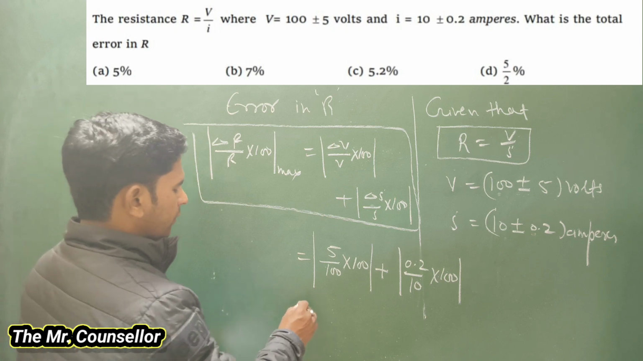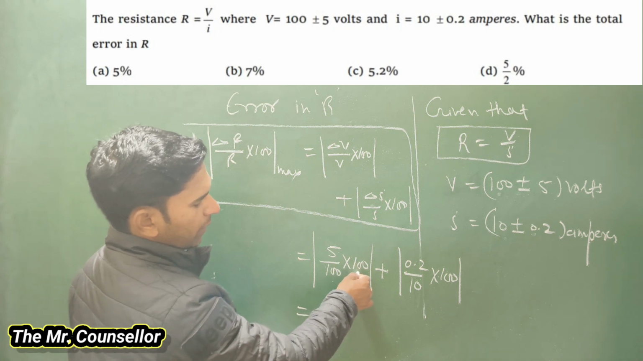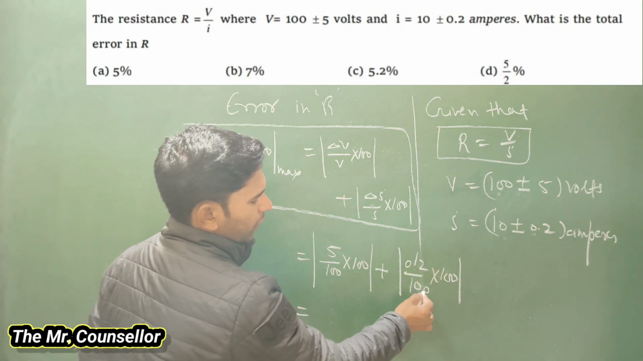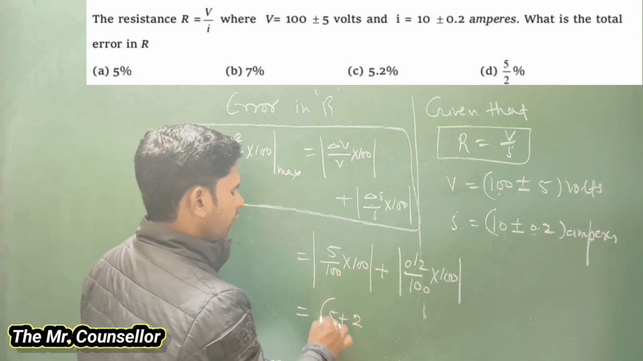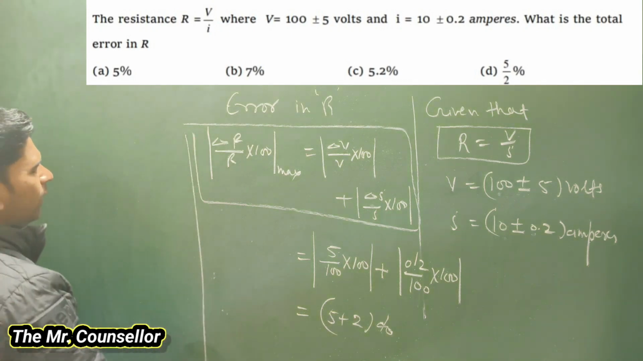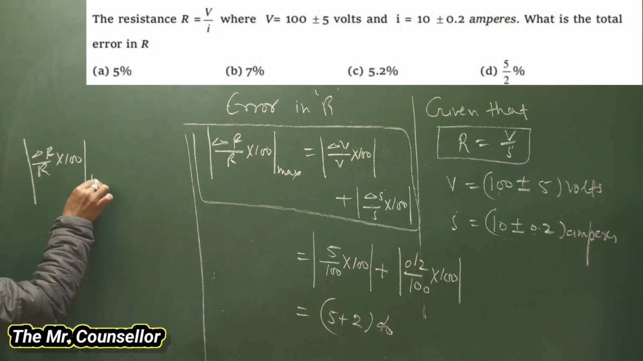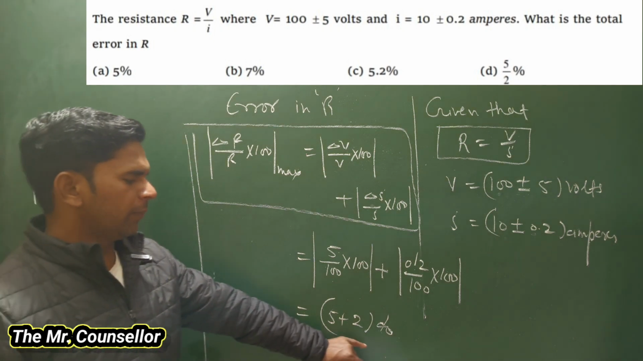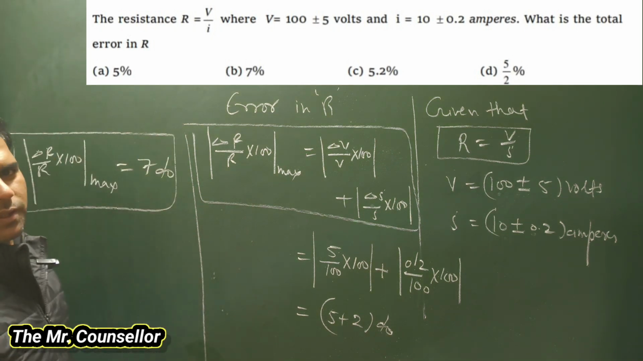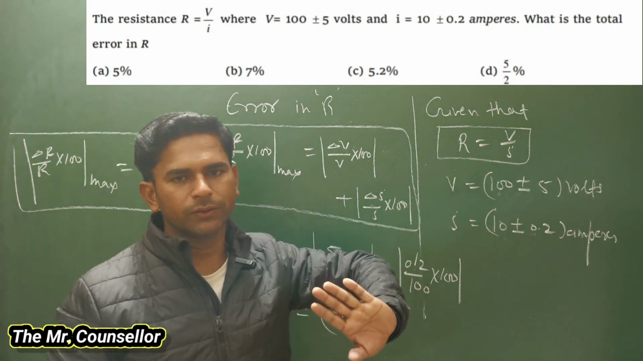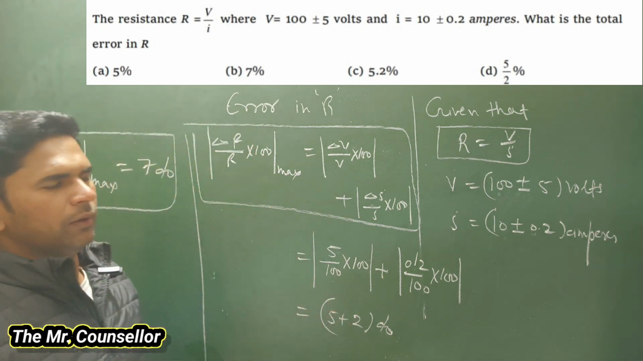So when you have no doubt, we can resolve this condition. We write 5 upon 100 multiplied by 100, and here 0.2 upon 10 multiplied by 100. The 100 cancels here. So we can write 5 plus 2%. So finally del R over R multiplied by 100, the maximum percentage error, will be 5 plus 2, it means 7%. So 7% is the error in that R. So which option is correct? You can see option B is the right answer of this question.